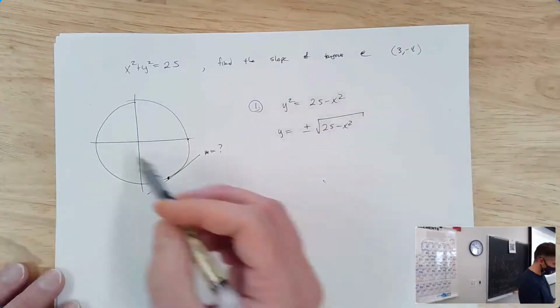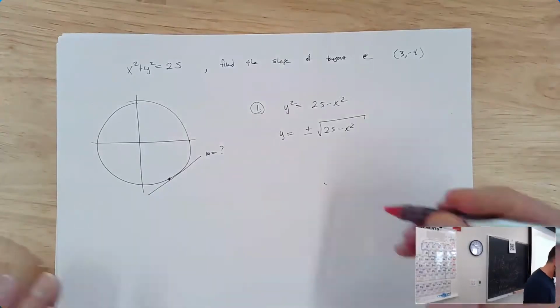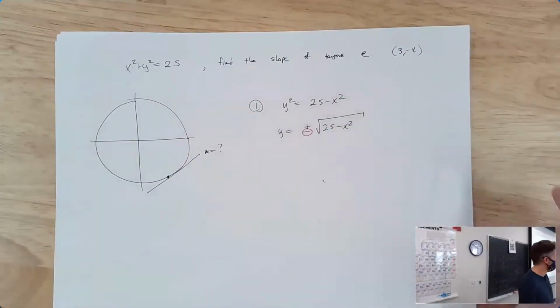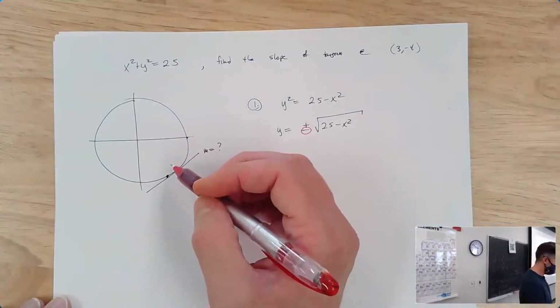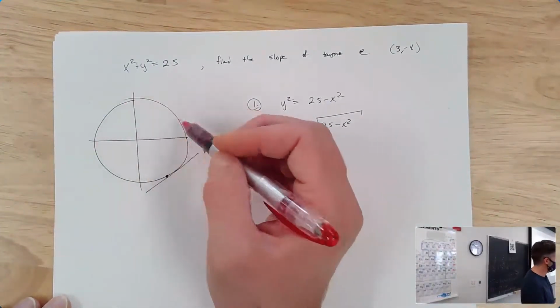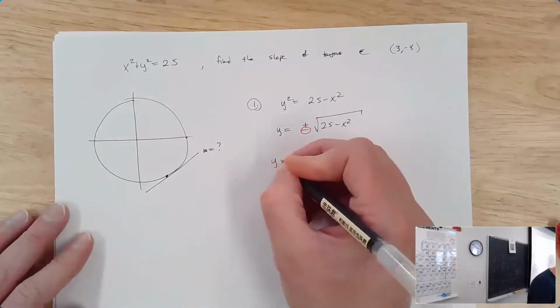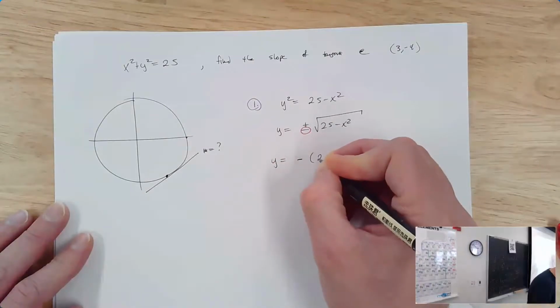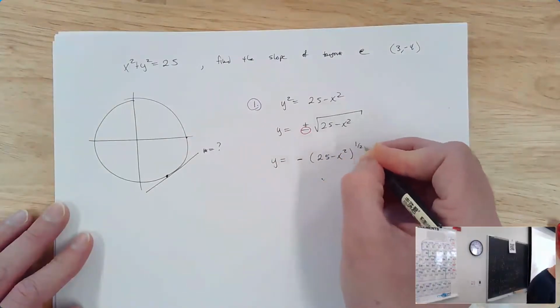But if I'm down here, I know I want which part? I want the minus part, because this part of the circle is the negative square root of 25 minus x squared, and this part of the circle is the positive square root of 25 minus x squared. So here is the function I'm going to be dealing with for the rest of this problem: negative (25 minus x squared) to the 1/2.